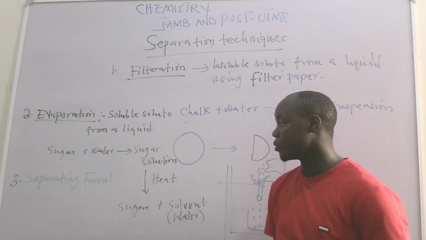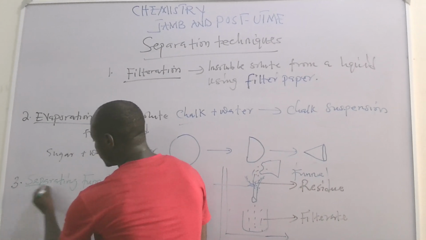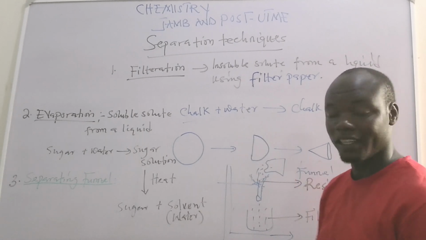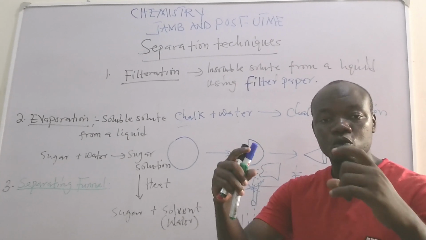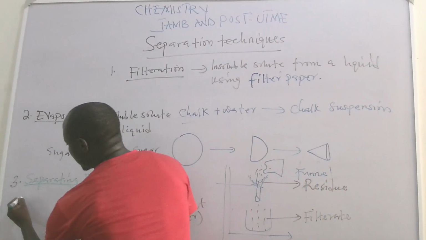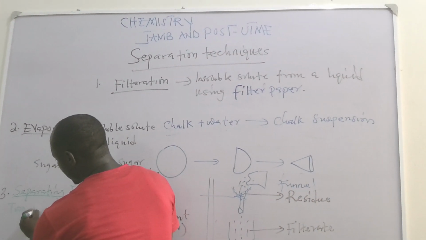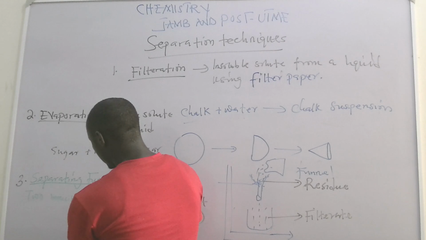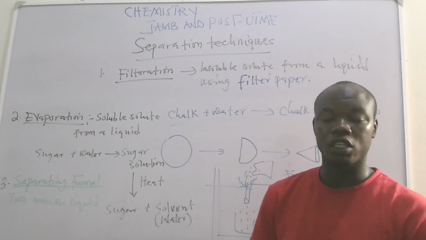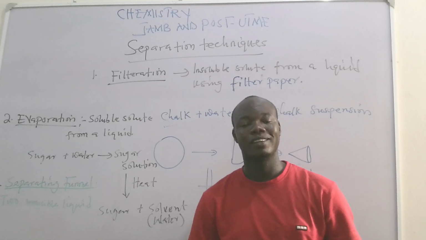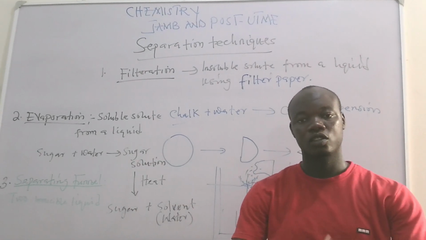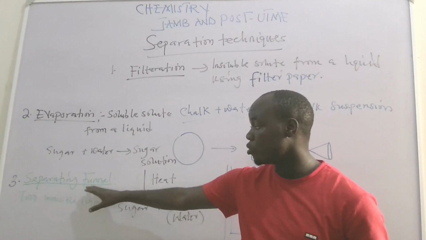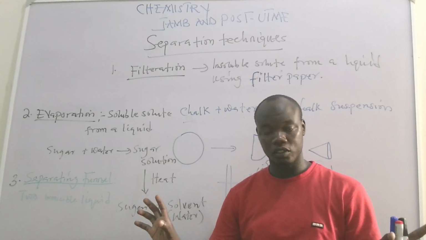In the case of the separatory funnel, it is the type of separation technique that is used to separate two immiscible liquids. When you say two immiscible liquids, it means two liquids that cannot mix together. So if you have those kinds of liquid combinations, when you apply a separatory funnel, you can easily separate them.